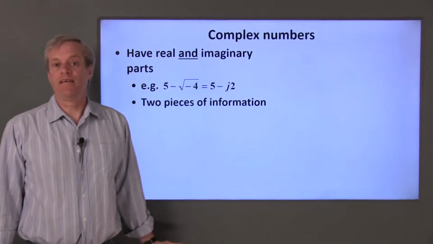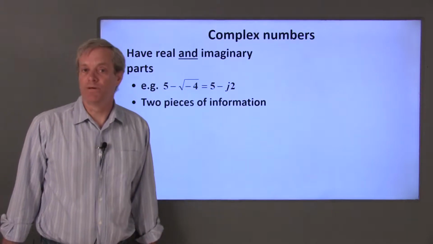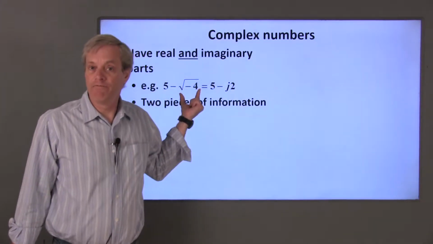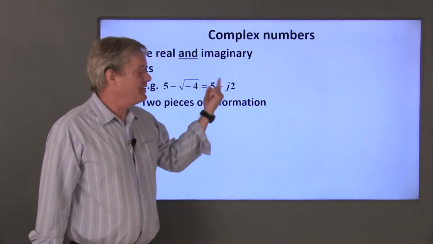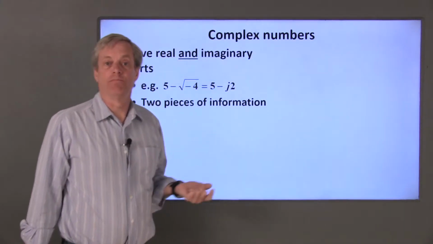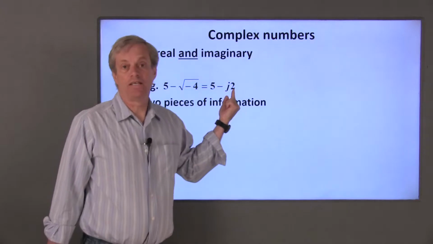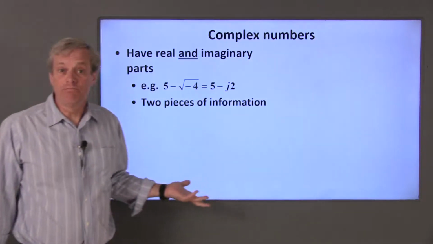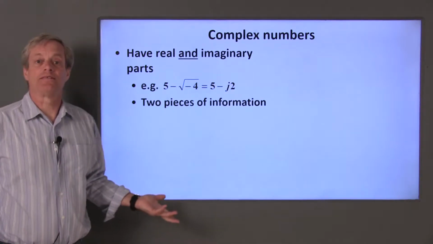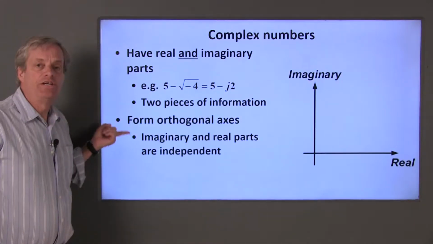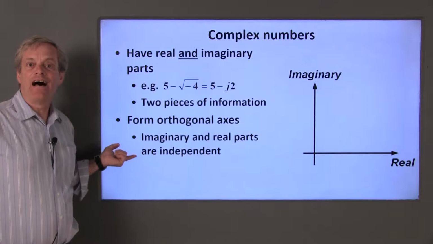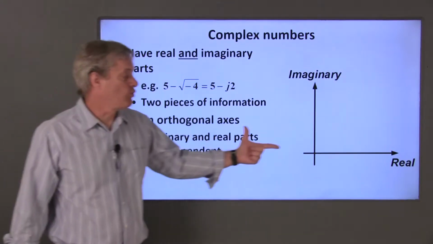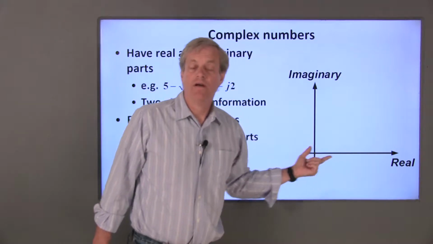Complex numbers contain both real and imaginary numbers. For example, 5 minus the square root of -4 is the sum of a real number and an imaginary number. It's 5 minus j times 2. These two terms can't be combined because they're completely different types of things. Since real and imaginary numbers don't share anything in common, they're independent of one another, and they can be used to define an orthogonal coordinate system.